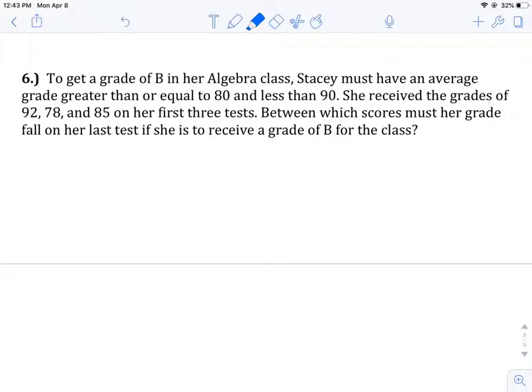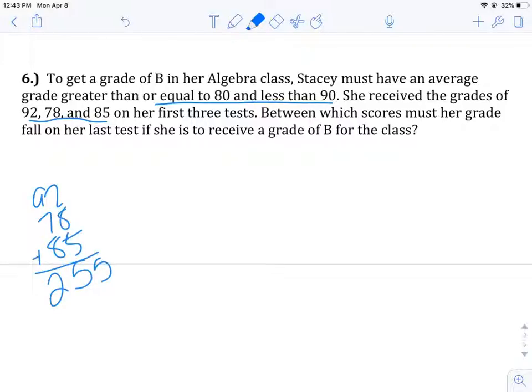For the last problem, Problem 6, to get a grade of B in her algebra class, Stacy must have an average grade greater than or equal to 80 and less than 90. She received grades of a 92, 78, and 85 on her first 3 tests. Between which scores must her grade fall on her last test if she's to receive a grade of a B for the class? So this one's a little more complicated than what we did with the first 2. So we know that she wants her average to be a B. So we're going to take the 92 and 78 and 85 and add them all together, and that will give us 255.